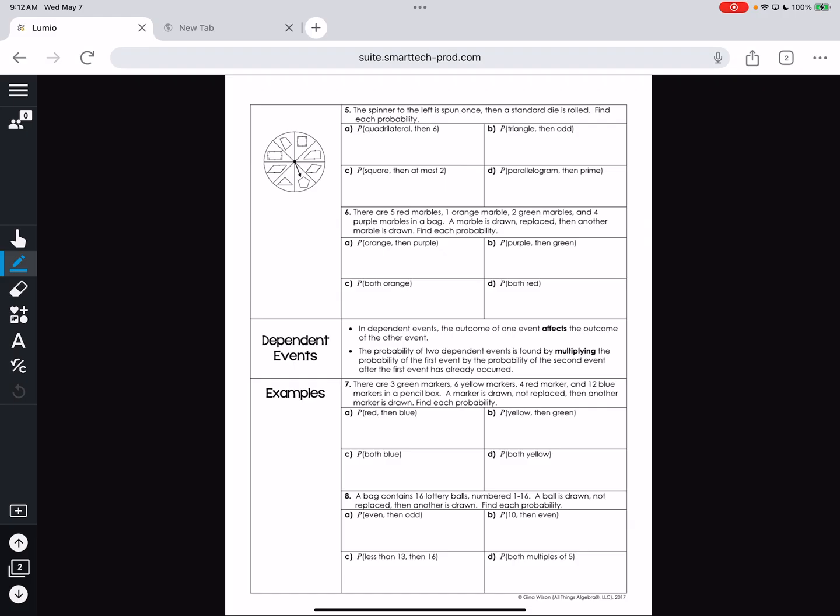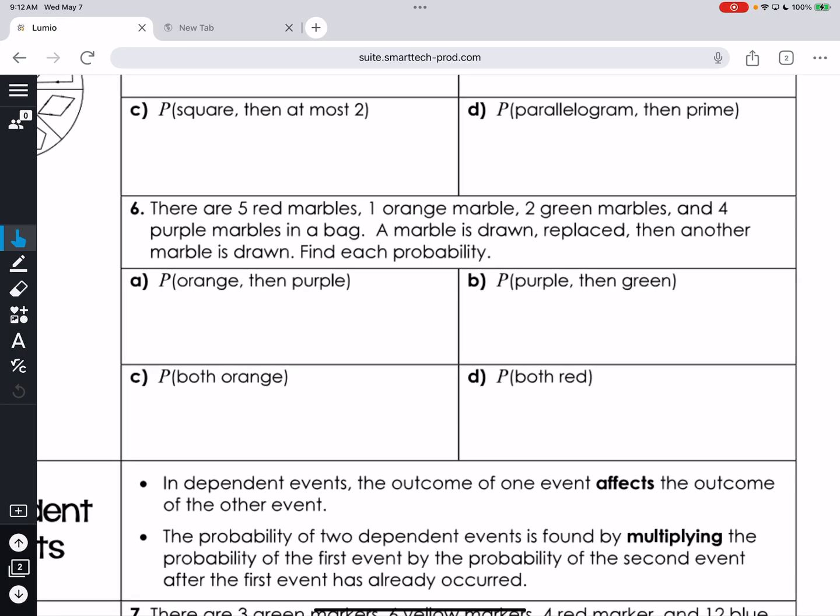We want to talk about dependent. What's a quadrilateral? There are 4 sides. All right, quad, 4. All right, look at number 6. We're going to do one thing before we do dependent. Number 6, there are 5 red, 1 orange, 2 green, 4 purple in a bag. A marble is drawn. What does replaced mean? If I have a bag and I take one out, I'm putting it back in, right? That's an equal amount. Okay.